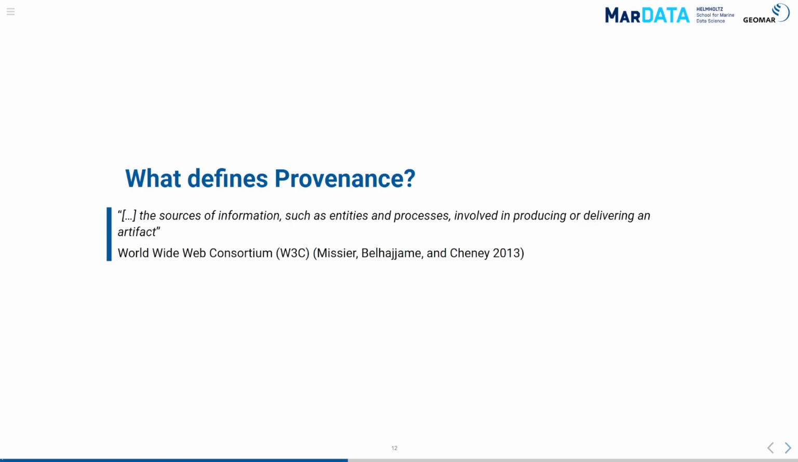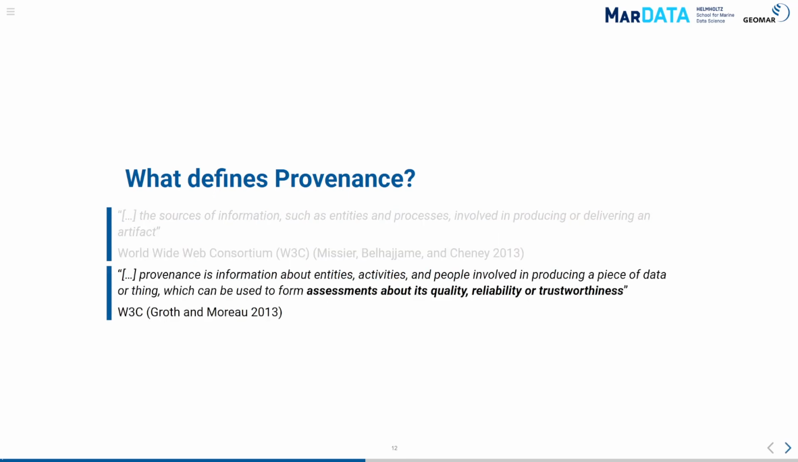The World Wide Web Consortium defines provenance as the sources of information involved in producing an artifact, and that this information can be used to assess the artifact's quality, reliability, or trustworthiness. This mentions the issue of quality assessment.